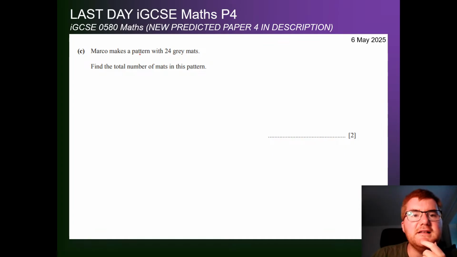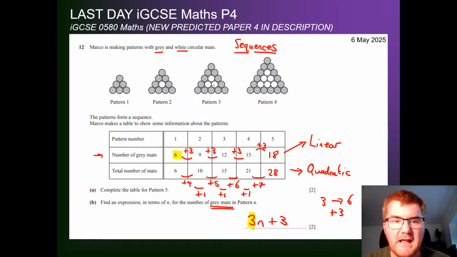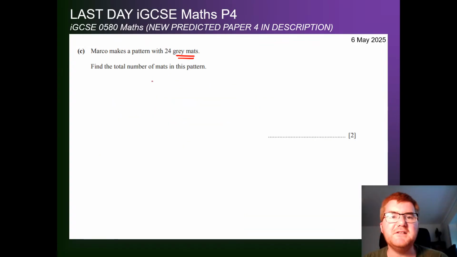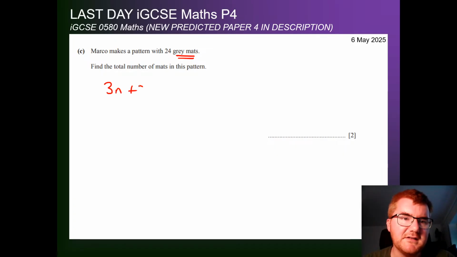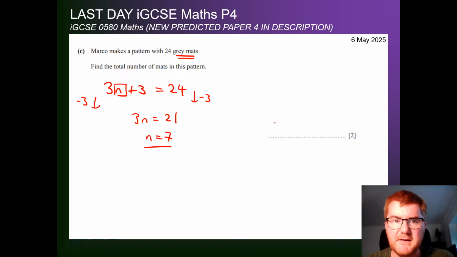So Marco makes a pattern with 24 grey mats. So we're still looking at grey. And we need to find the total number of mats. So this is working backwards. We take our nth term, so we take our 3n plus 3. We make it equal to 24. So we're trying to work out how many mats are actually being used. And then we work backwards. So we just minus 3 from both sides. That gives us 3n is equal to 21. And then n is equal to 7. So there's going to be 7 in total.